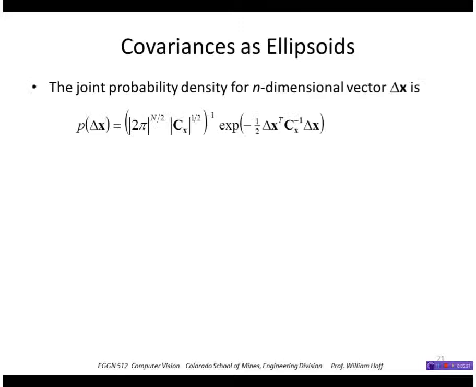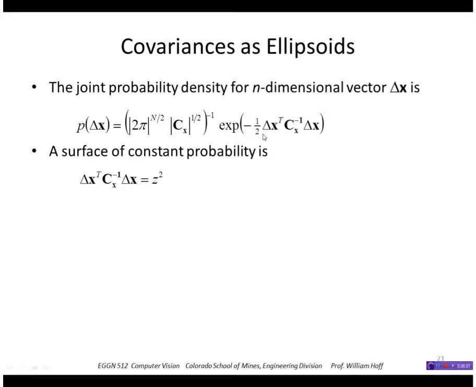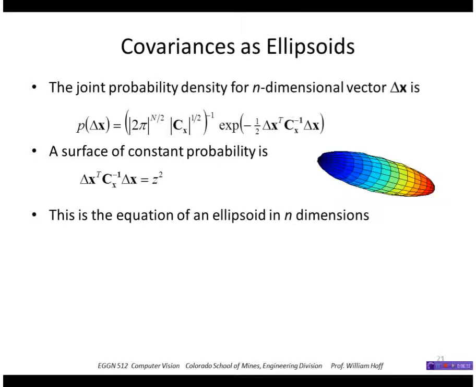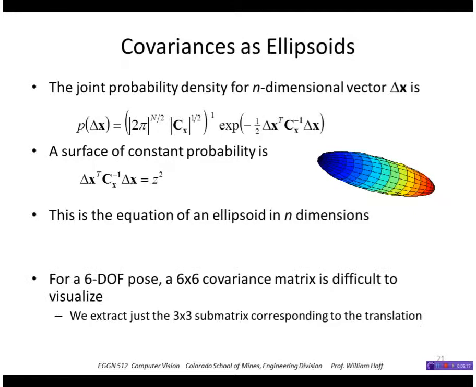So recall that we're going to interpret the covariance as a Gaussian. And the place where this exponent is constant is a surface now of constant probability. And it's essentially an ellipsoid. It's the equation of an ellipsoid in n dimensions. So a 6 degree of freedom pose now, we have a 6-dimensional ellipsoid, but that's hard to visualize. So instead I'm just going to extract a 3x3 submatrix corresponding to the translation.